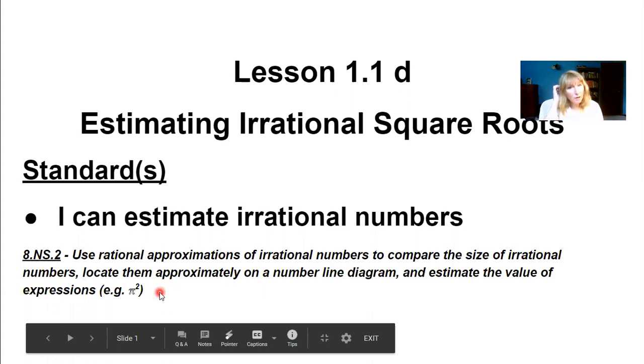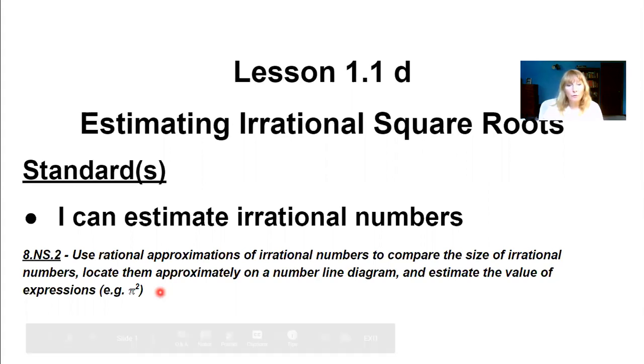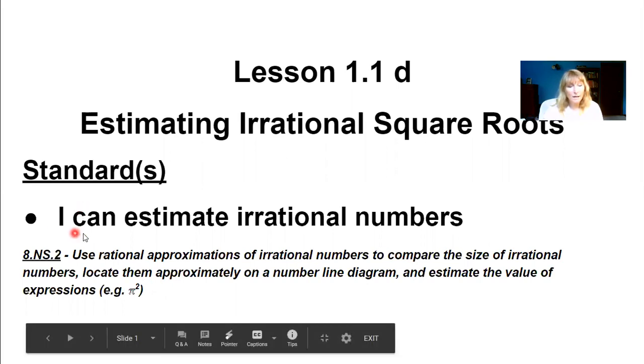So last lesson we were talking about rational numbers and how to make them into fractions. Today we're going to talk more about the irrational numbers. So we are going to be able to, I can estimate irrational numbers.